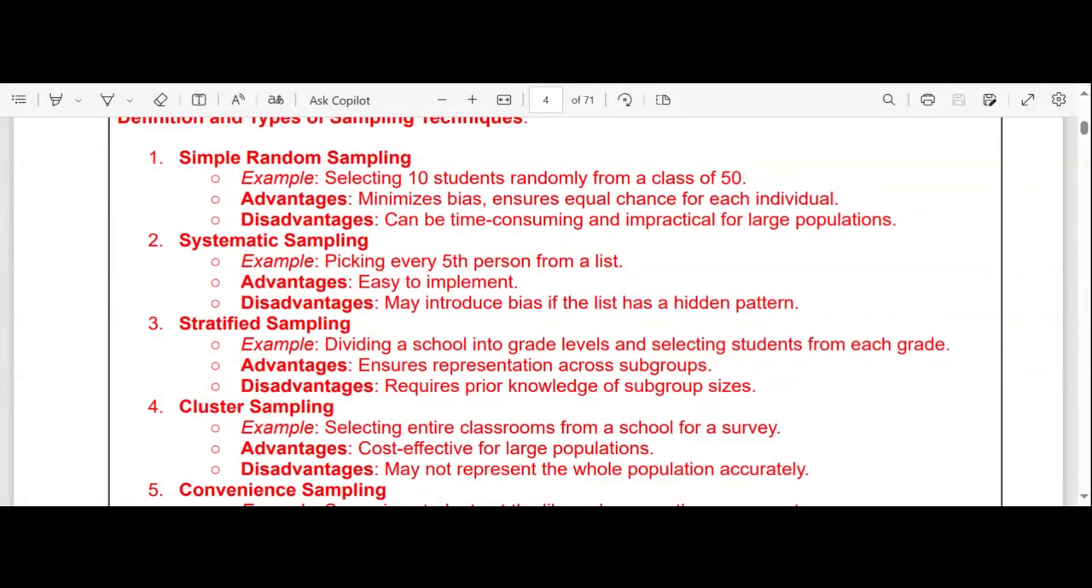But then I asked him, why me? Why you selected me and not the person behind me and the person after me? He said it's systematic. Every fifth person, I have to take a test from him. Okay, so I didn't feel good about this, because I felt like there is a discrimination. So there is advantage for this and disadvantage. It's easy to implement. The disadvantage: may introduce bias. You see, it's written there. I felt like I'm biased. They are discriminating against me.